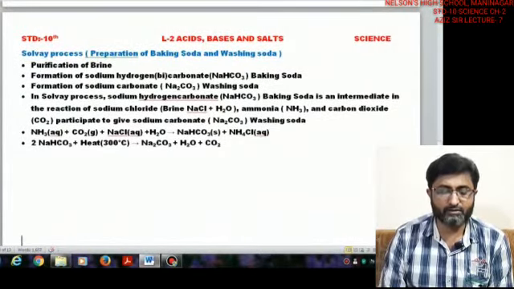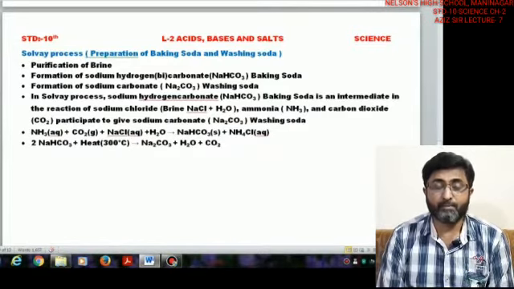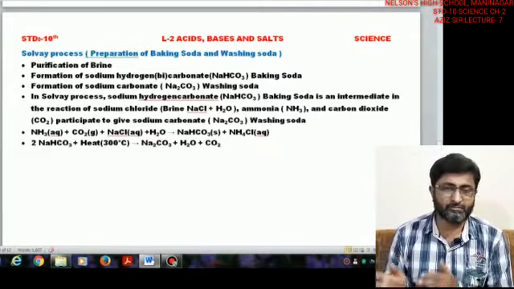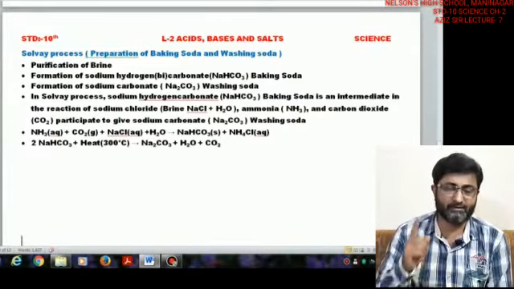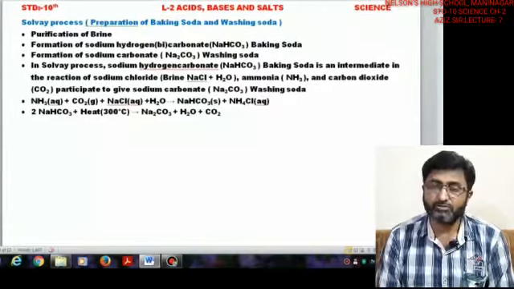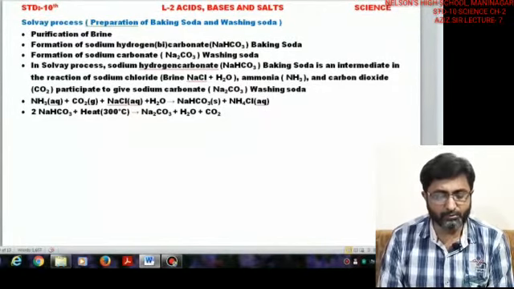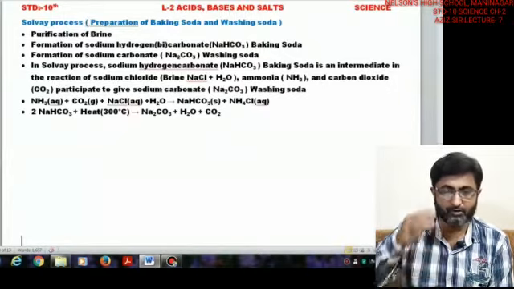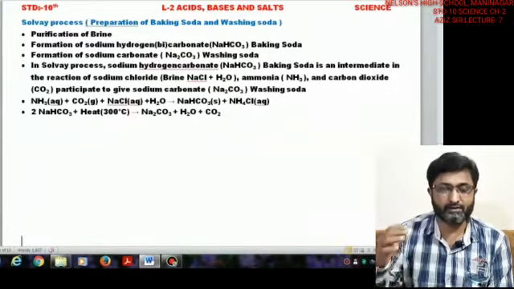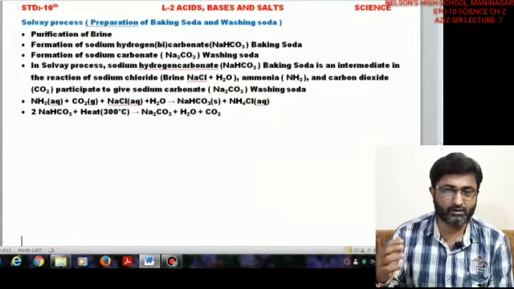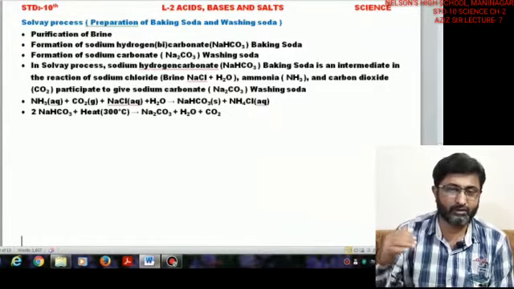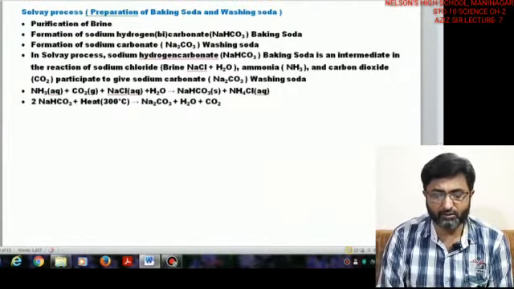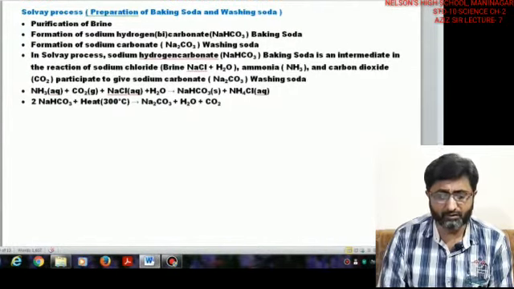Next we are going to learn the preparation of baking soda and washing soda. These two are prepared by a single process known as the Solvay process. In the Solvay process, the main ingredient is brine, again because these all are concepts from common salt. Brine is nothing but a mixture of NaCl plus water molecules. First is the formation of baking soda, and second is the preparation of washing soda.